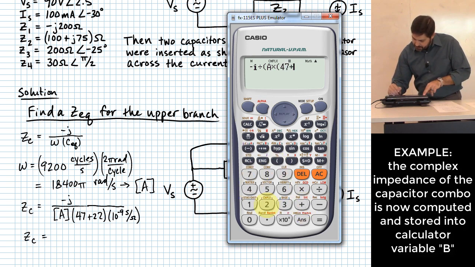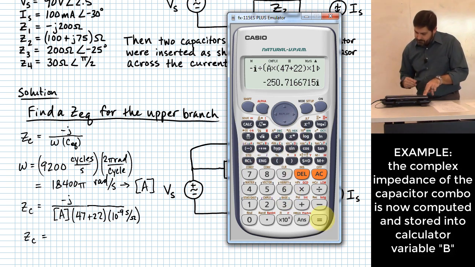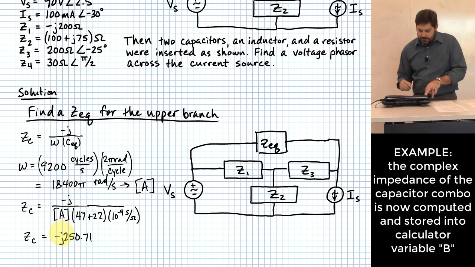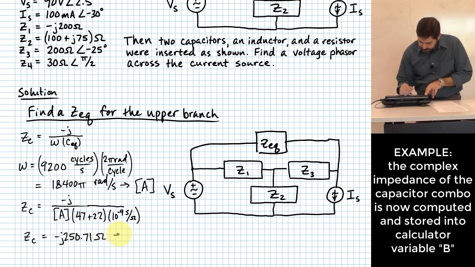47 plus 22 times 10 to the negative 9. Okay, and this gives me negative 250.71. Okay, and that would be negative J 250.71 ohms. Let me store that into B.